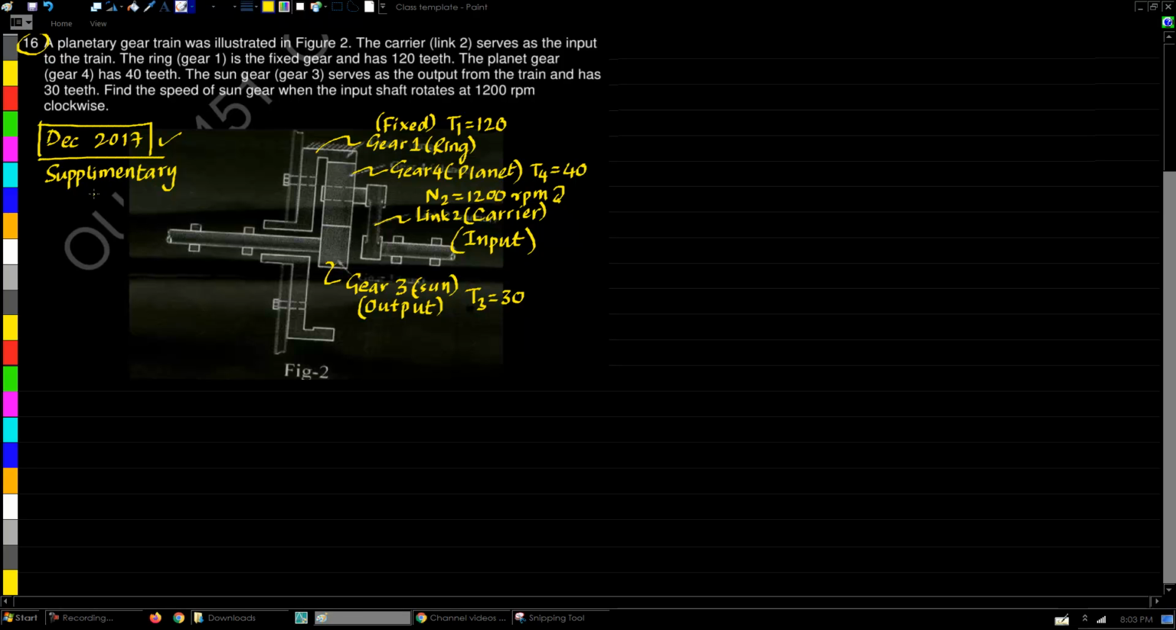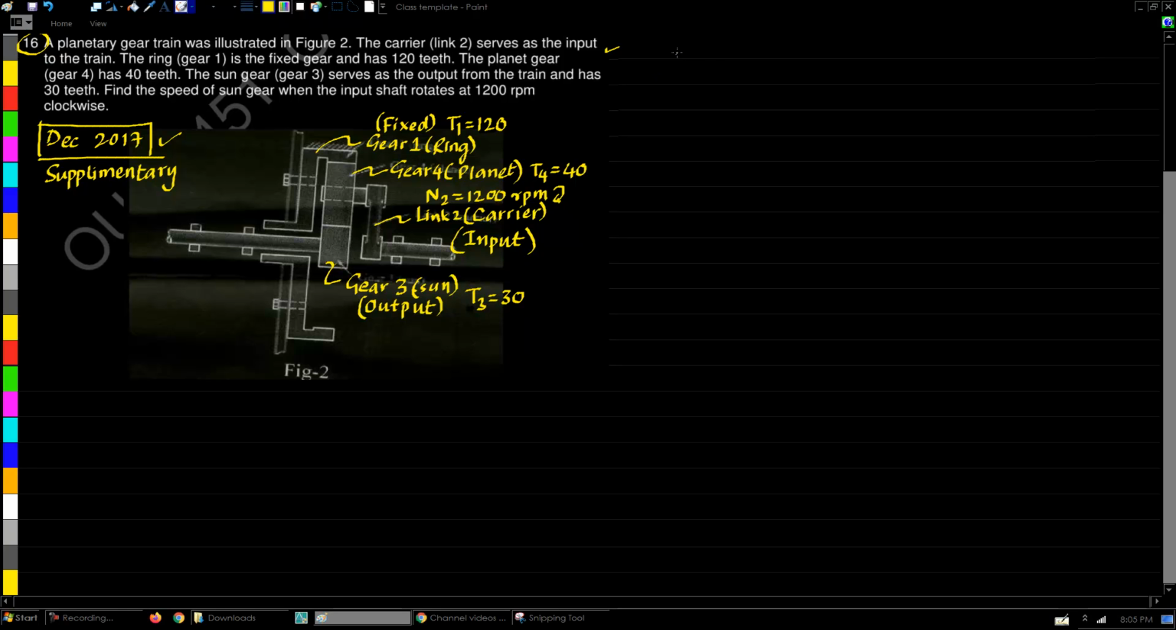In this video, we'll be solving a problem on kinematics of machines, which appeared for students from OU in December 2017 supplementary examinations. You can see the statement here clearly. I have noted down the given quantities over here on the diagram itself. If needed, you can pause the video and write them down yourself. So let's proceed directly to solve the problem.